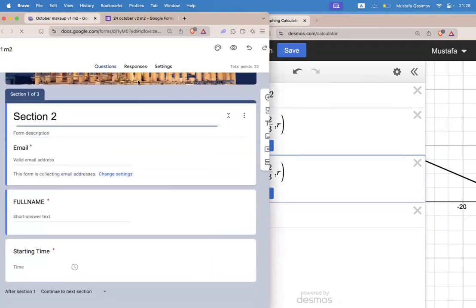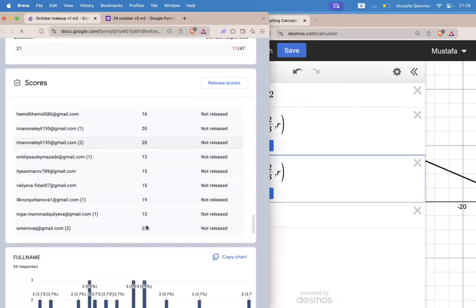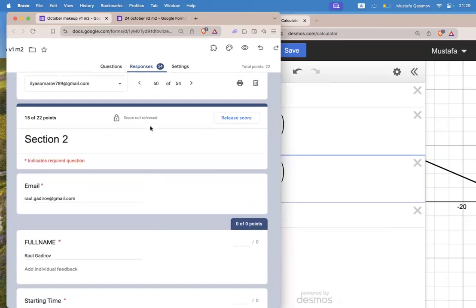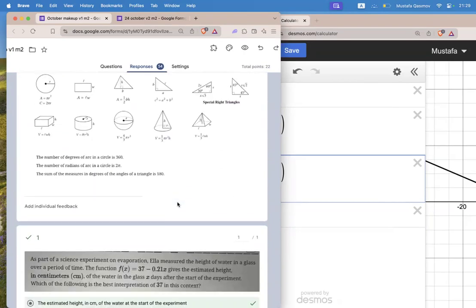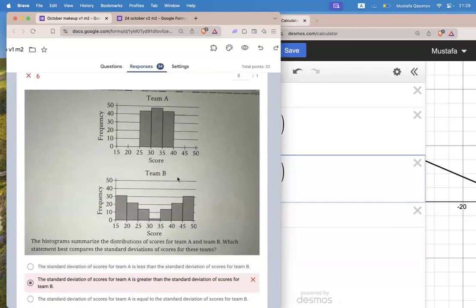Ilyas, do you have any mistake here? Did you check? Did you submit it? Okay, let's look at your mistake. You didn't see some of them. This one. Ilyas, when you have a lot of numbers in the center, it means that the standard deviation is smaller.